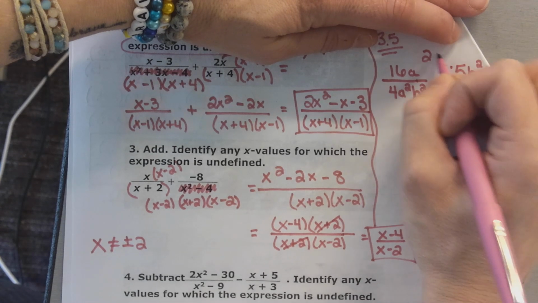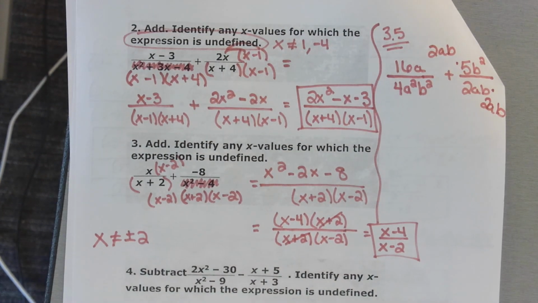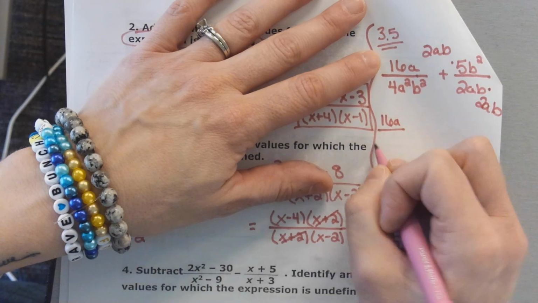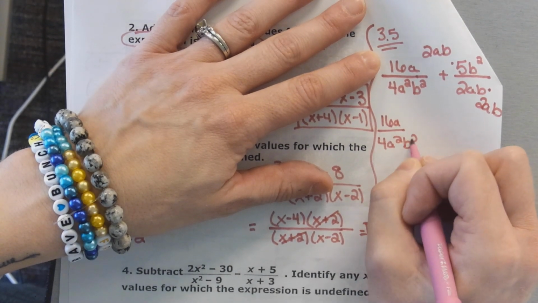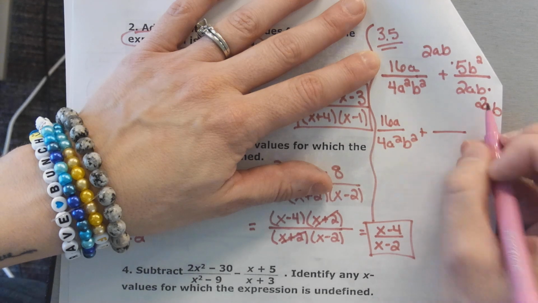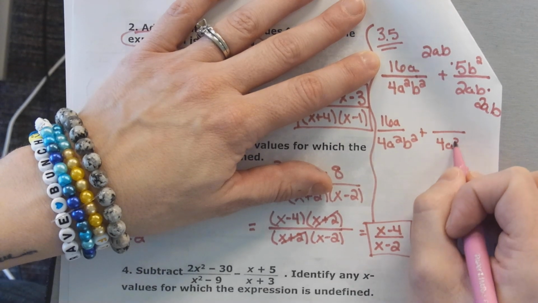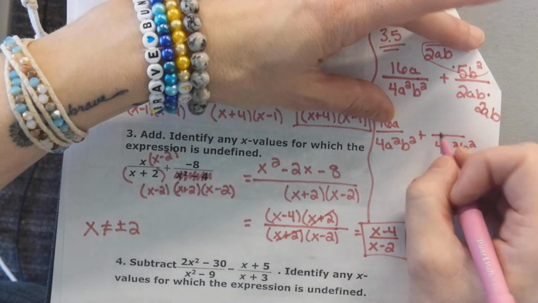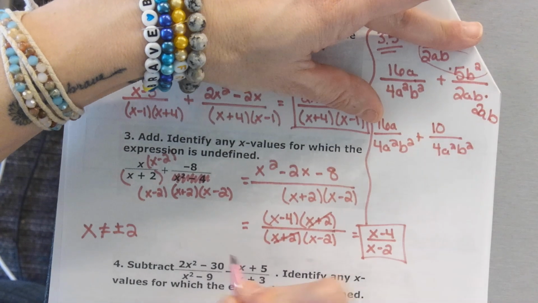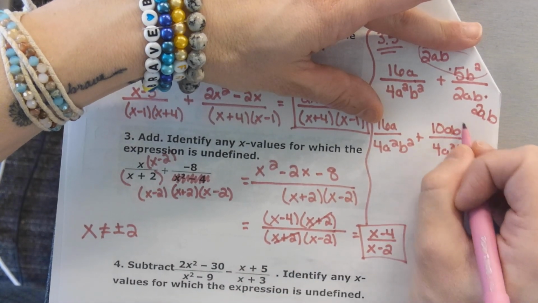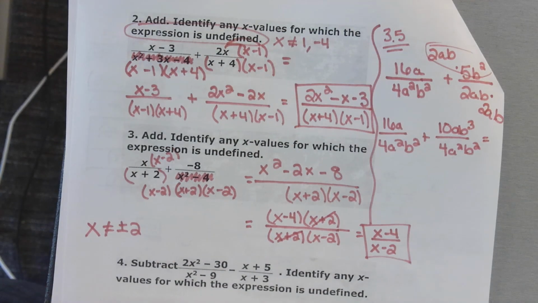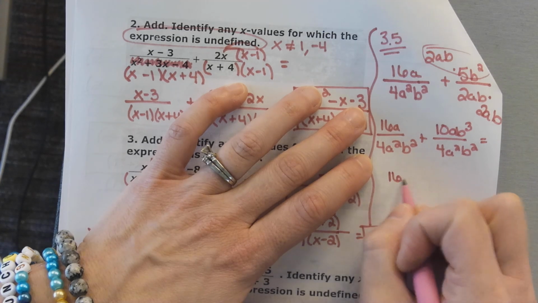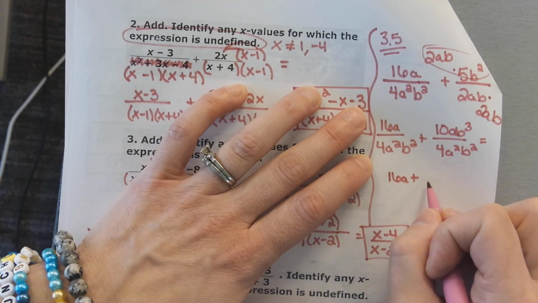So if I multiply it to the bottom, I have to multiply it to the top as well. So this one's going to stay the same, 16a over 4a squared b squared. This one is going to become 4a squared b squared. What am I going to end up with in the top? Yeah, good. All right, so now let's add them together. Are these like terms in any way? No, so there's not really much I can do there.